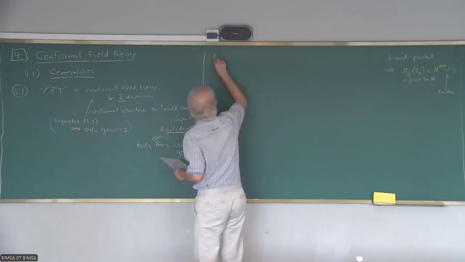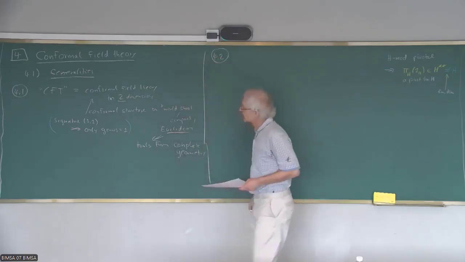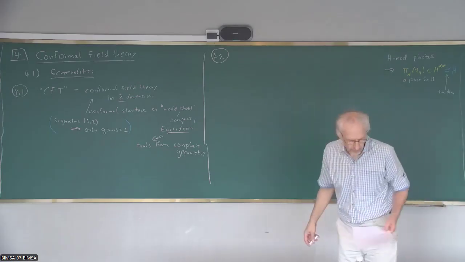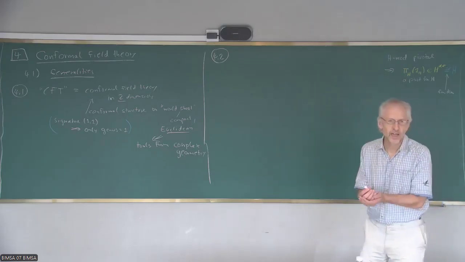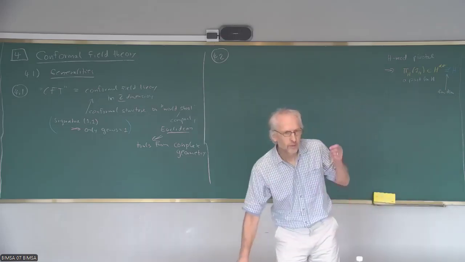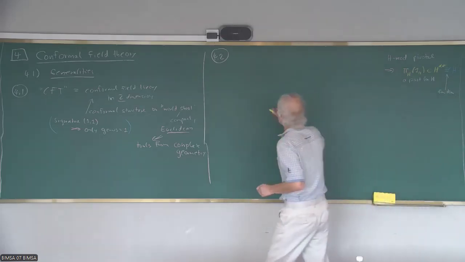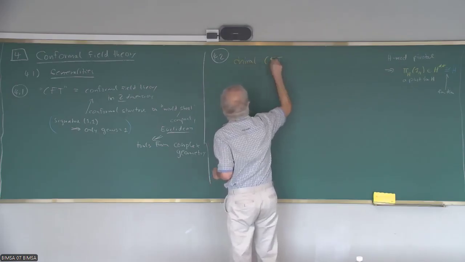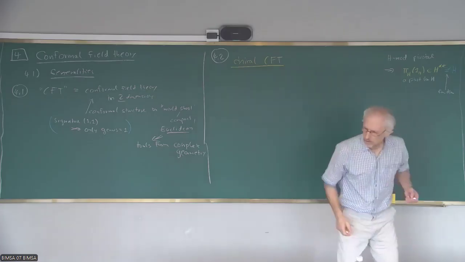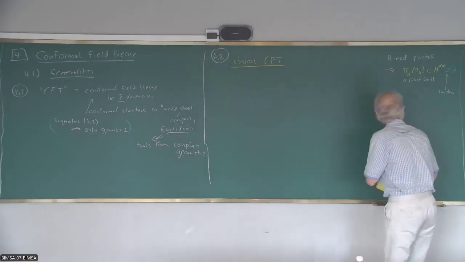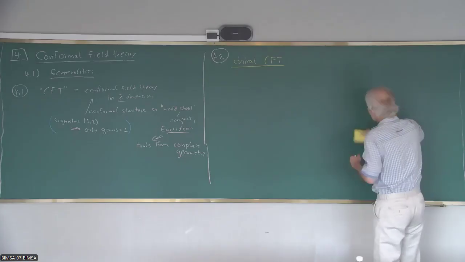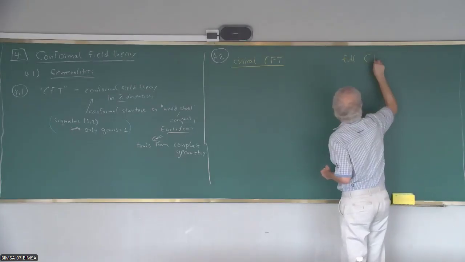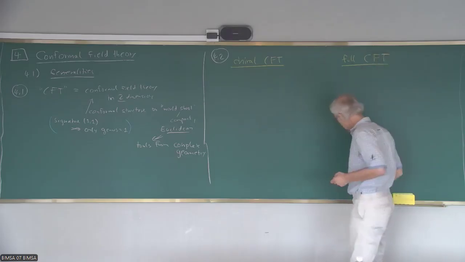Now, an important aspect related to this is the following distinction between two types of conformal field theory. One has to be very clear about that. There's something called chiral conformal field theory. And this should not be mixed up with what is called full conformal field theory. And I will now explain what that means.